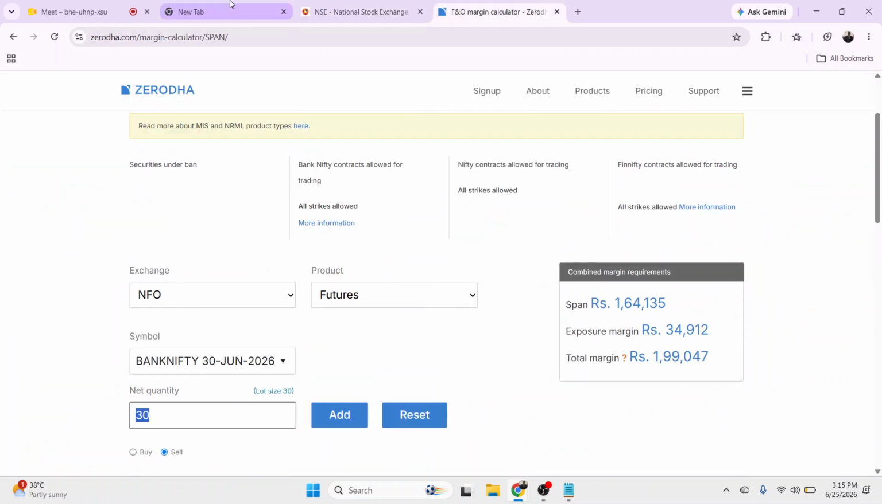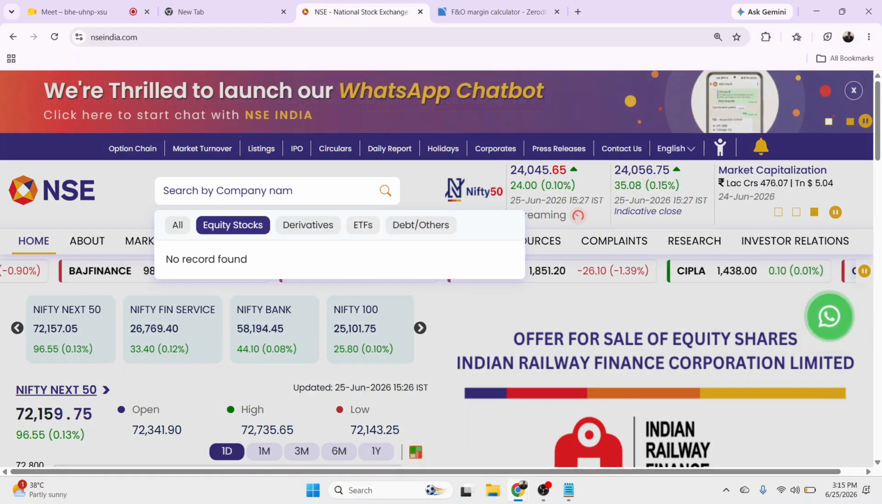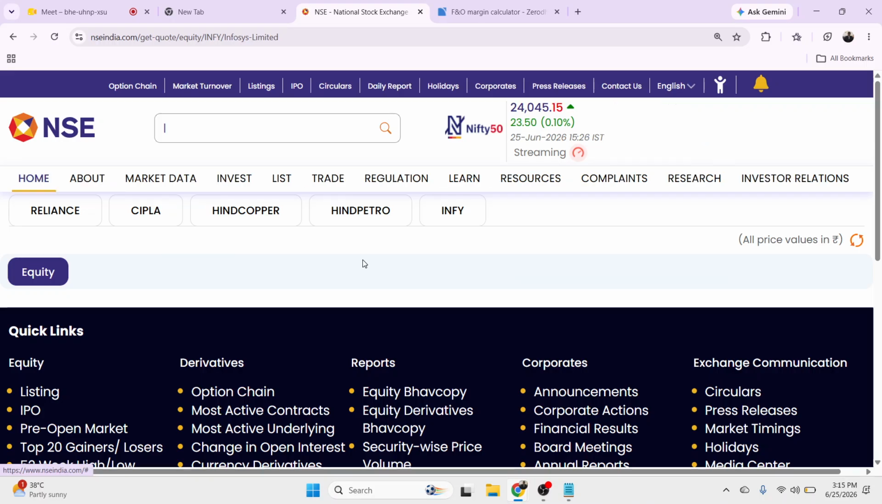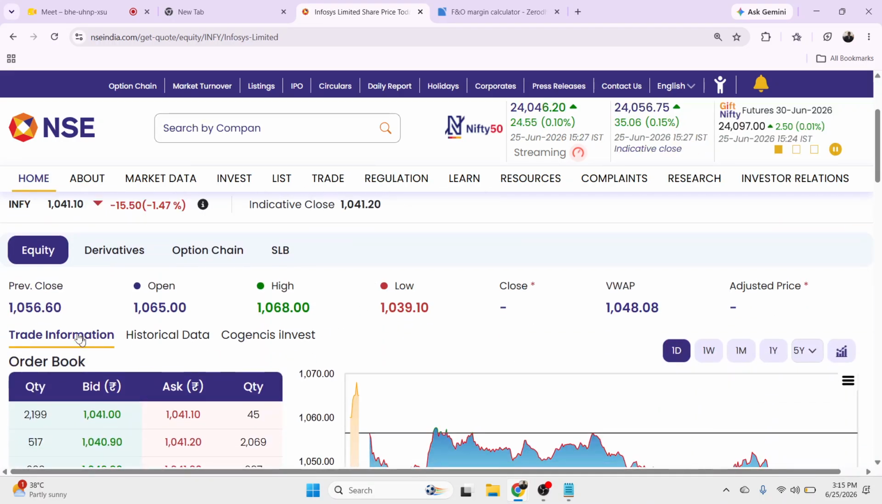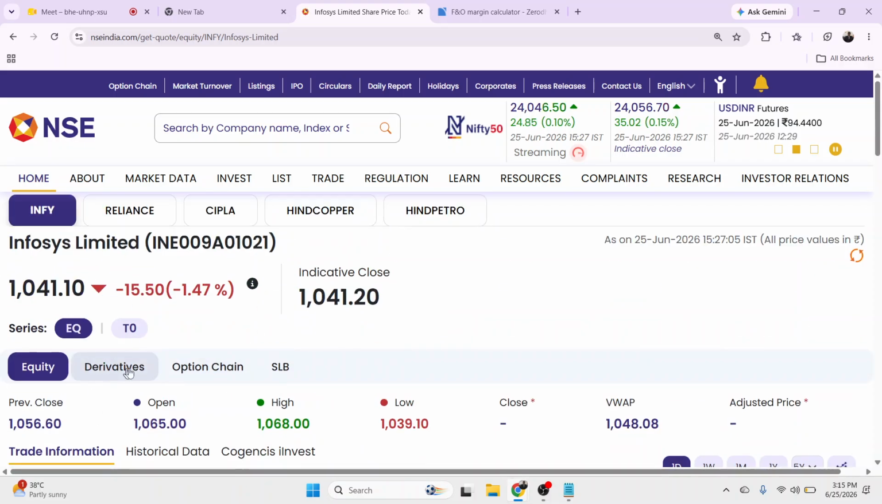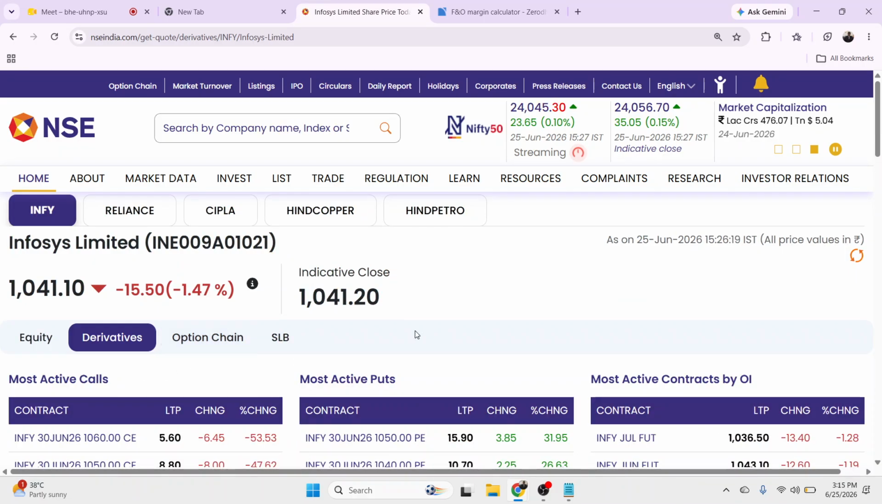Same way you can go for the stock future as well. So we can see one example of stock future. For example, Infosys. If I click here, you can see this is the data of the equity market. And there is a segment of derivative. Derivative means future and option. This is the option chain as well.